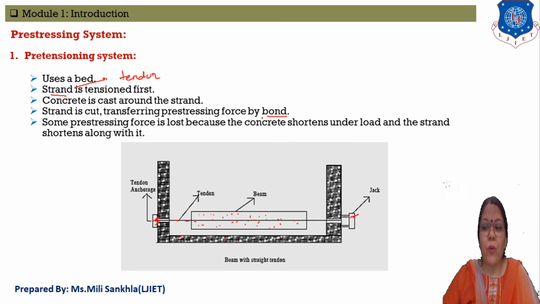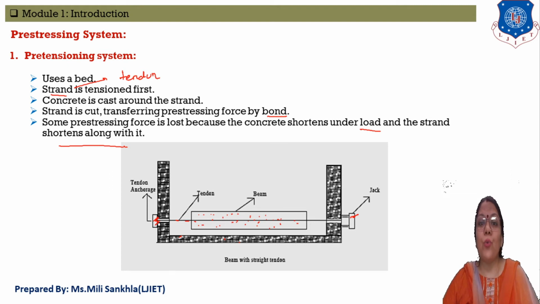How is it transferred? Some pre-stressing force is lost because the concrete shortens under load and the strand shortens along with it. It is a very important statement. Some pre-stressing force is lost because the concrete is shortened and the tendon is also shortened. How does it occur? Next figure.